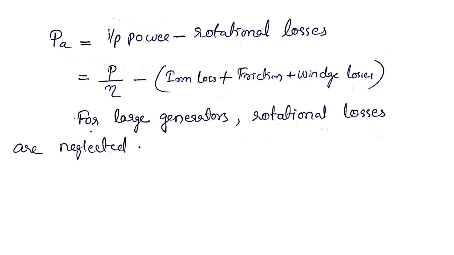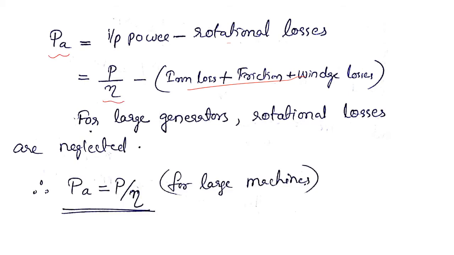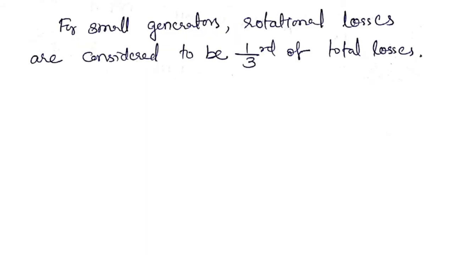For large machines or large generators, rotational losses can be neglected. So this can be neglected. So we can say that the value of PA is equal to P by efficiency for large machines. That is the machines with P greater than 500 kilowatts. But in the case of small generators, we can't neglect the rotational losses. So we have to assume a suitable value. For small generators, rotational losses are considered to be 1/3 of total losses.